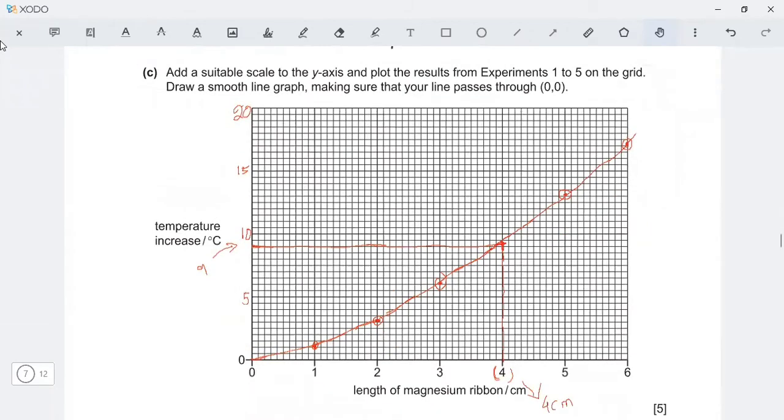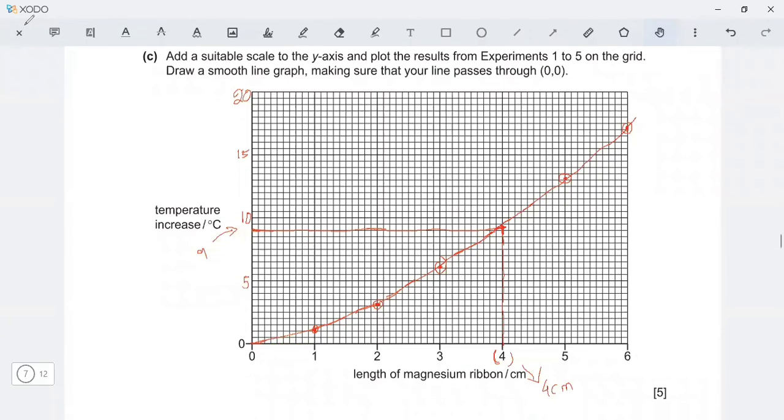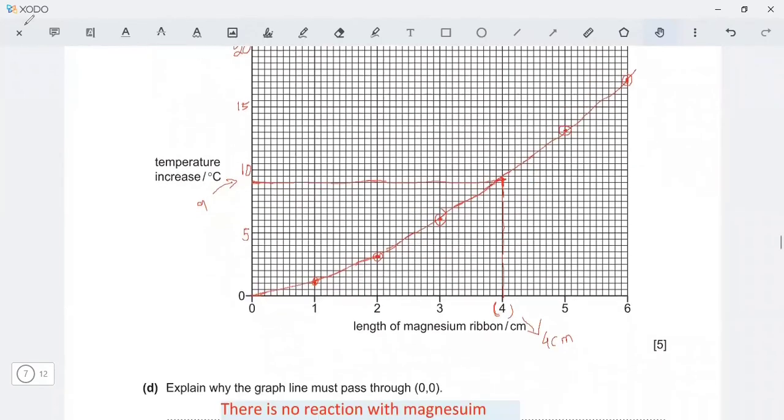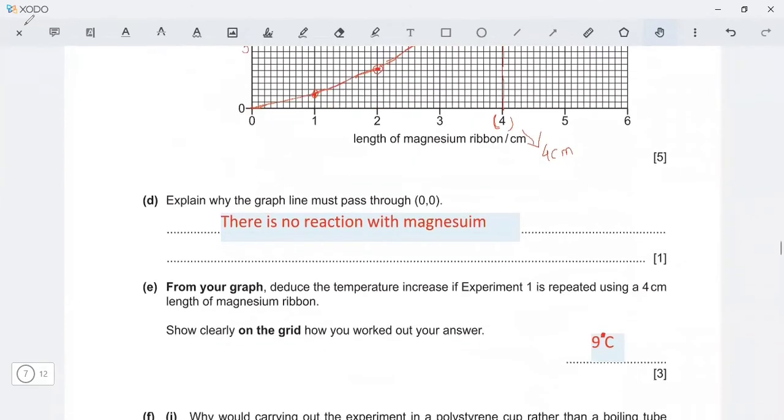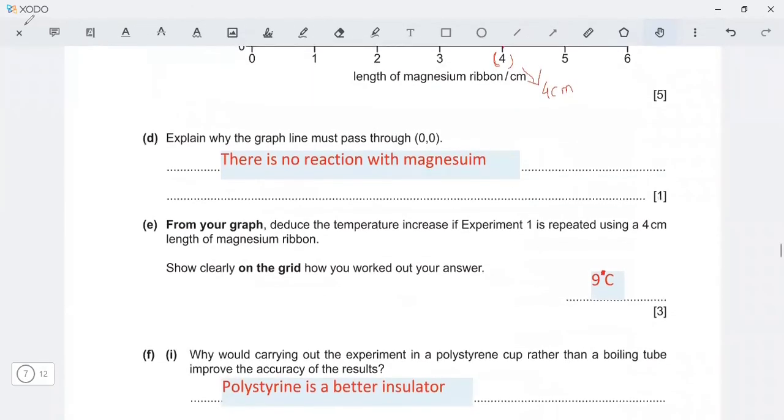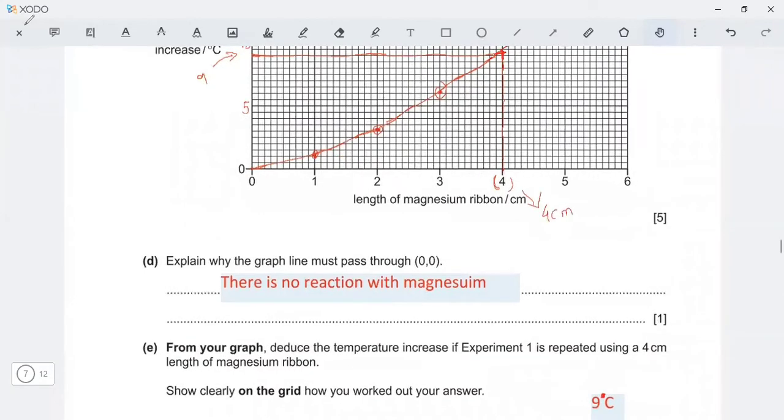C. Add a suitable scale on the y-axis and plot the results from experiments 1 to 5 on the grid. Draw a smooth line graph. Make sure that your line passes through the 0, 0 point. It's very easy to do, right? So firstly, let me move on to the questions and what they asked, and accordingly we have to do it. Clear?